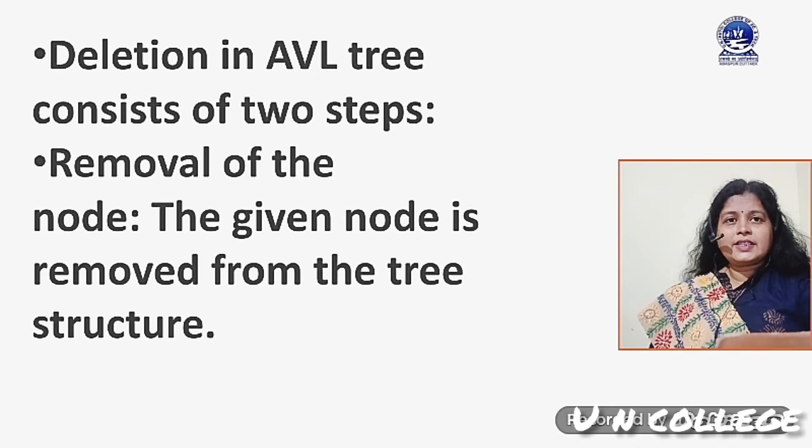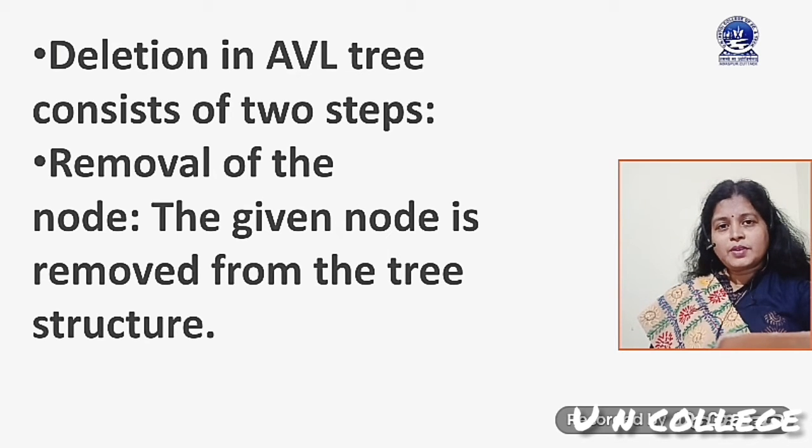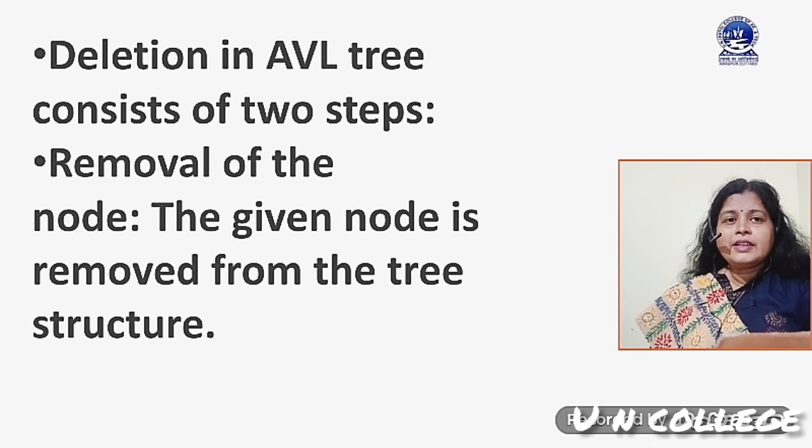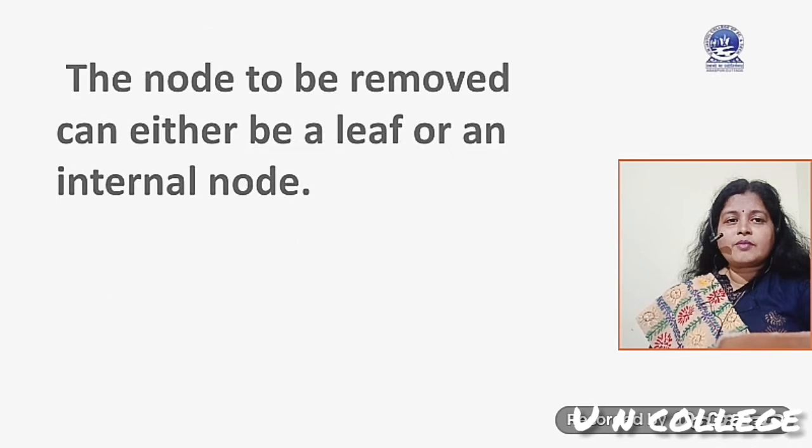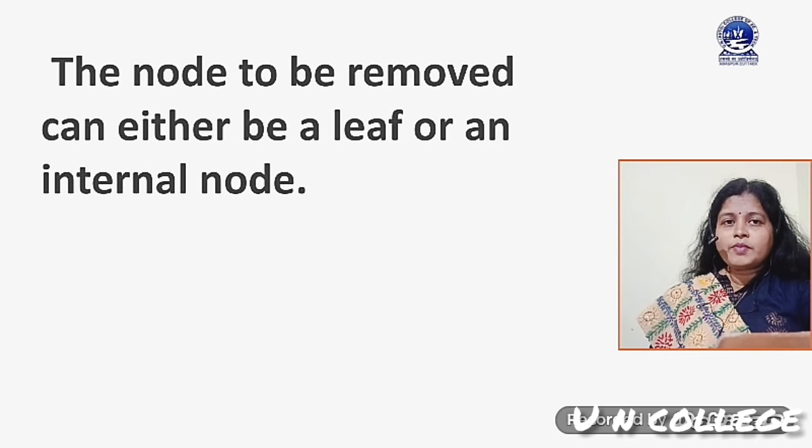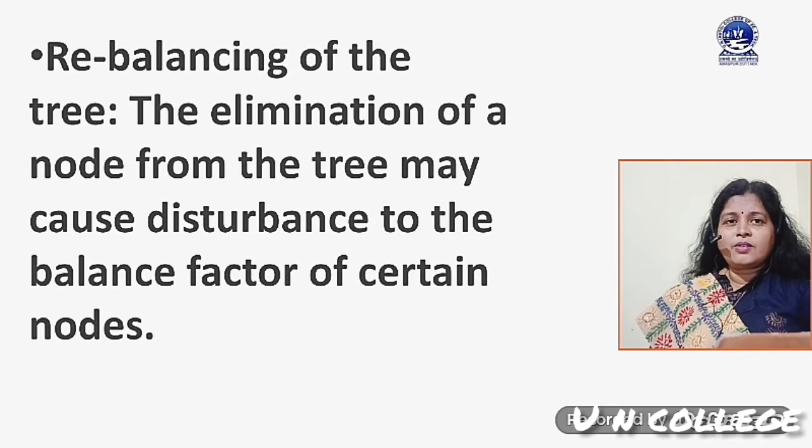Now we will discuss the deletion procedure in an AVL tree. It is also very simple, but here it consists of 2 steps. What are those? First is removal of the node. The given node is removed from the tree structure. The node to be removed can be either a leaf node or an internal node, obviously. Then the second step is rebalancing of the tree.